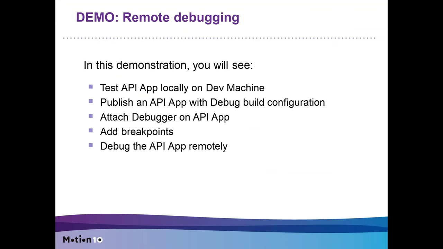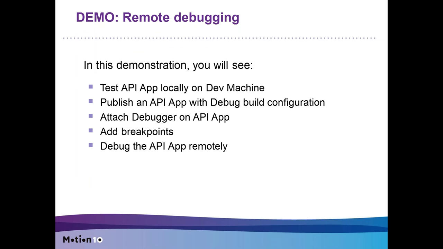And I think the second demo is more interesting. The second demo is about remote debugging, so how you can debug your API app remotely. In this demo, I'm going to use a custom API. I already developed that API, and it retrieves orders and writes orders to an Azure SQL database. First, I'm going to test the API locally on my development machine. And what a developer always says: it works on my machine.